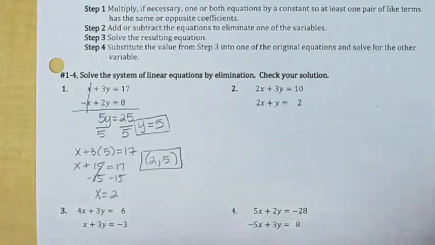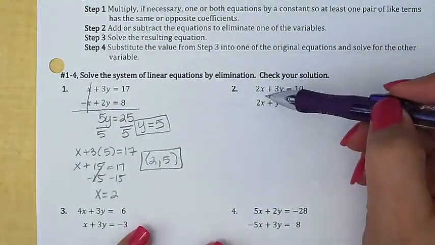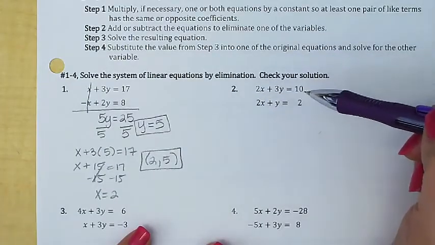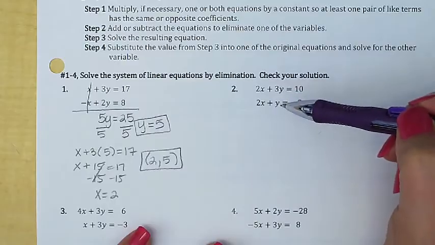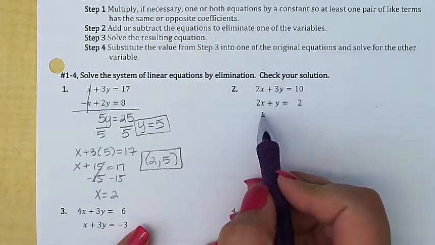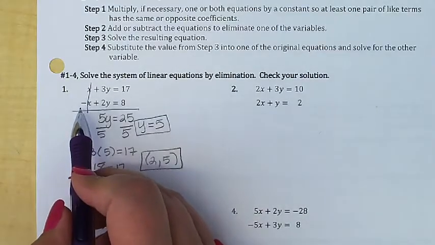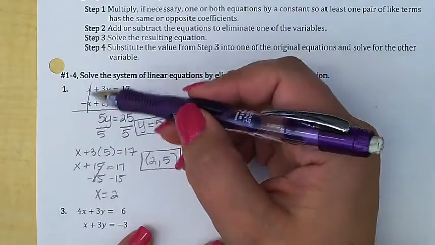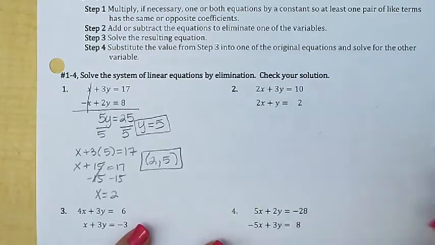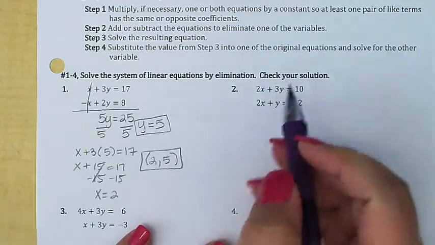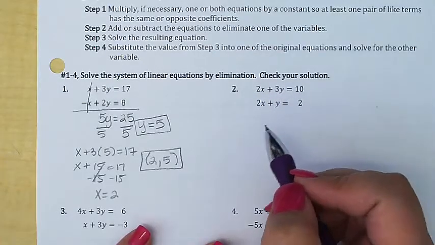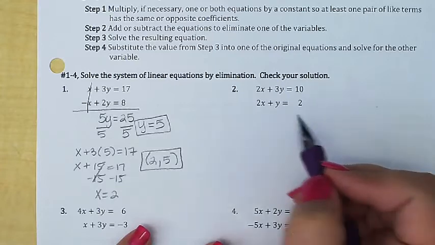So on number 2, first thing I want to check for is, I don't care that anything is isolated or not. What I care about is, do I have my like terms vertically aligned? So I've got x terms, y terms, constants. We're good, okay? The next thing I want to check for is having those opposites, so that when I combine, I want something to cancel. Well, I don't have exact opposites, right? I've got a positive 2 and a positive 2. I've got a 3 and a 1. And neither of those are exact opposites.